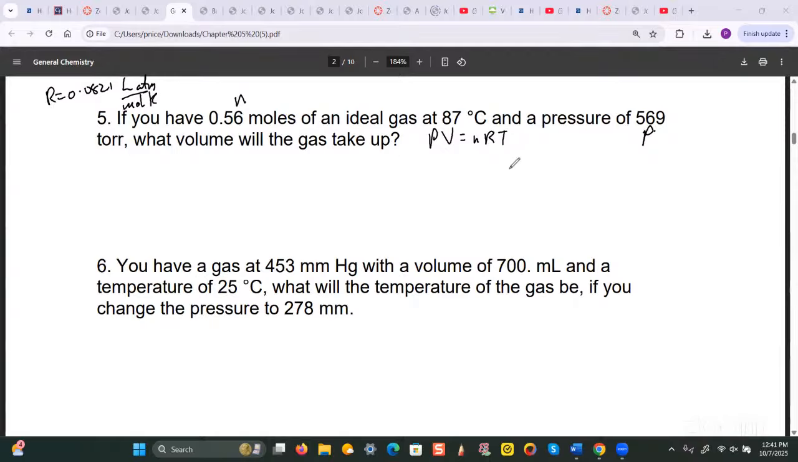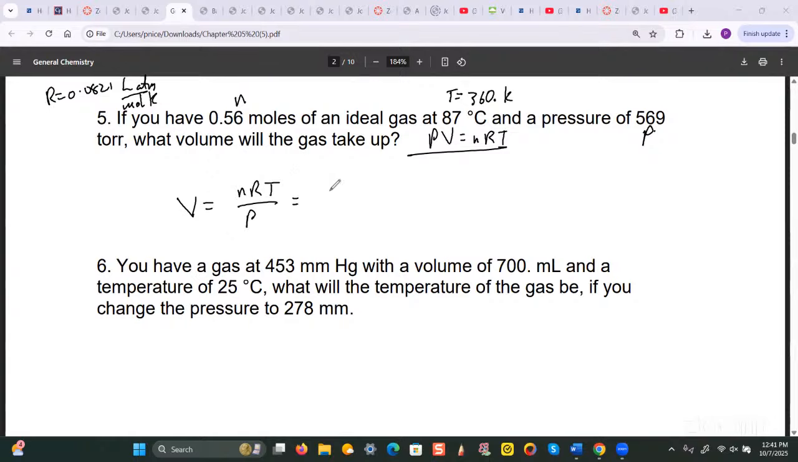And then the temperature. What's the temperature? The 87 degrees, right? But we have to convert that to Kelvin. So 87 plus 273, that's 360 Kelvin. All right, so the question is asking for V. If we rearrange this equation to solve for V, V will be equal to nRT over P. And all we have to do from here is plug the numbers in.